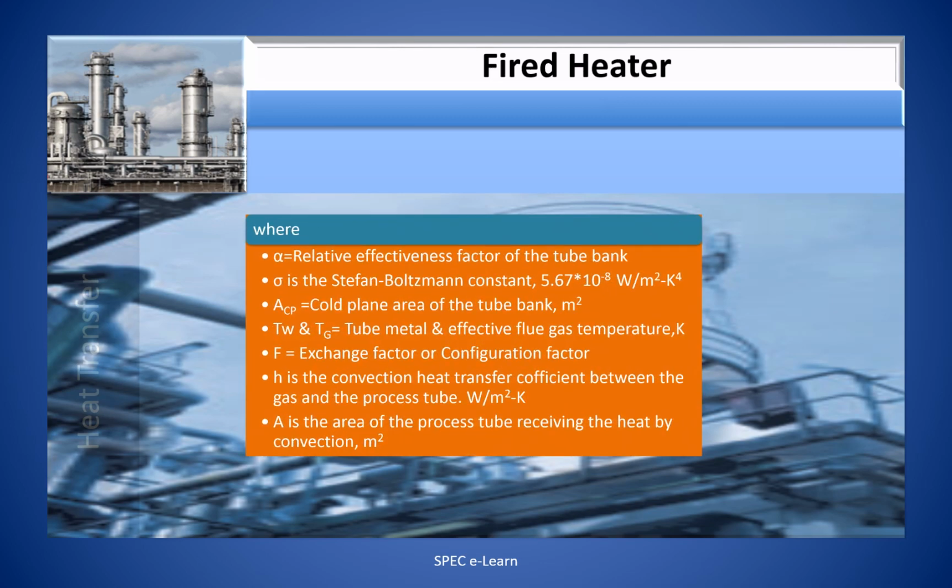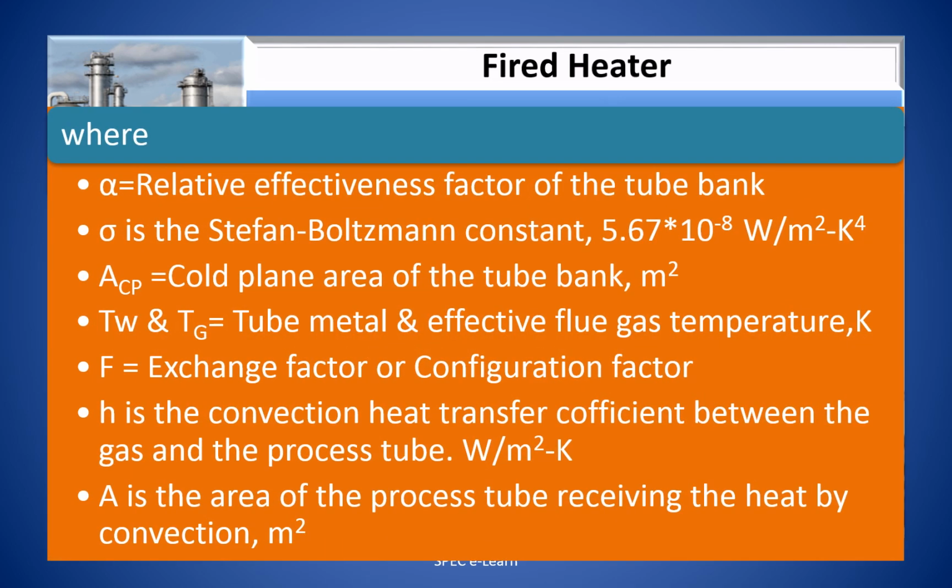Where alpha is the relative effectiveness factor of the tube bank. Sigma is the Stefan-Boltzmann constant. ACP is the cold plane area of the tube bank in meters squared.